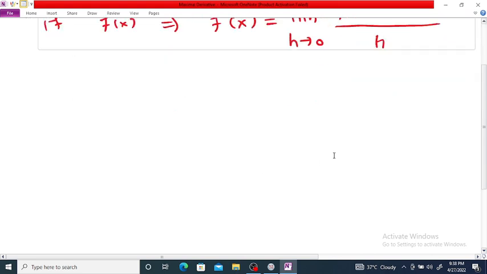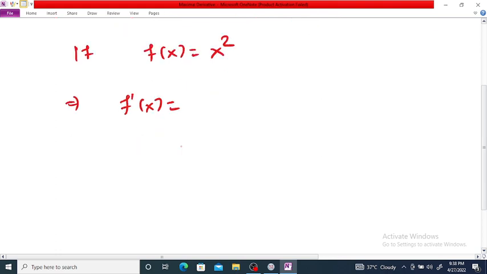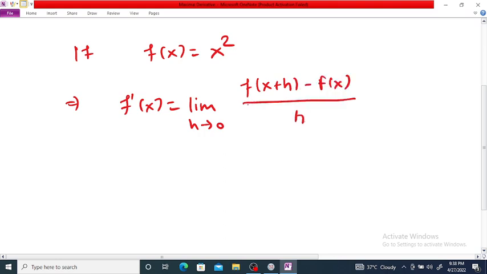For example, if f of x is equal to x square, then f dash x is equal to limit h tends to 0 of f of x plus h minus f of x divided by h. So now, what is f of x? f of x is x square.